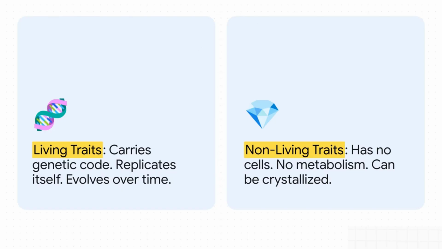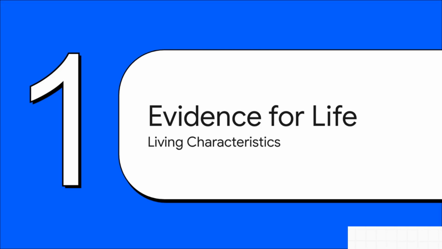And this is where things get really weird. This is the central paradox. In one corner, you have all the hallmarks of life. A virus has a genetic code. It makes copies of itself, and it evolves over time. But in the other corner, you have the total opposite. It has zero cells, it has no metabolism to make its own energy, and get this, it can be crystallized like a grain of salt. So what gives? To try and figure this out, let's start by making the case for life.